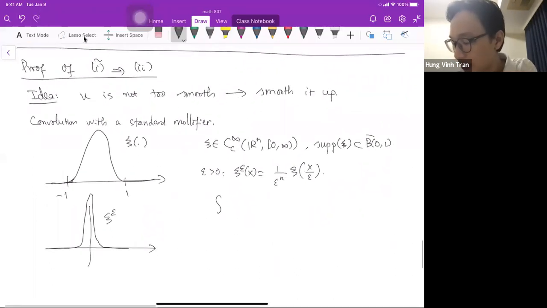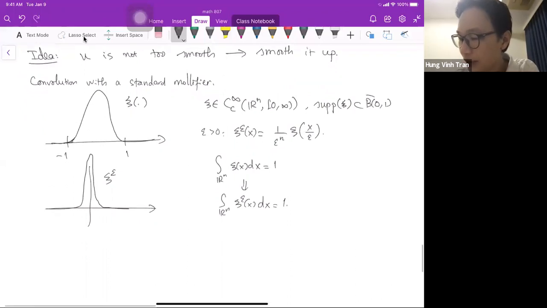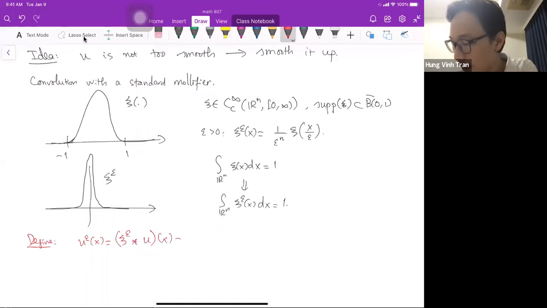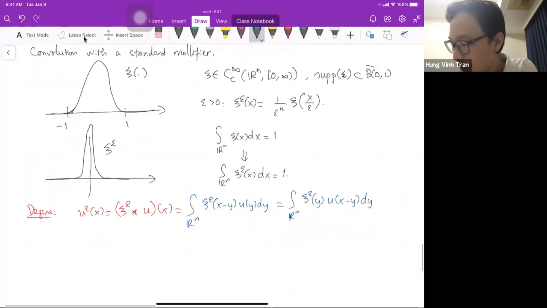Surely I should have said that you require the integral over Rn of C(x) dx to be 1, and this also implies that the integral over Rn of C epsilon of x dx is 1. So you take this one to be a standard mollifier. You define u epsilon of x as C epsilon convolved with u at x, to smooth it up. This is the integral over Rn of C epsilon of (x minus y) u(y) dy. It's also the integral over Rn of C epsilon of y times u of (x minus y) dy. Because the support is in the ball of radius epsilon, this is also the integral over B(x, epsilon) of C epsilon of (x minus y) u(y) dy. So that's the first step to smooth it up.